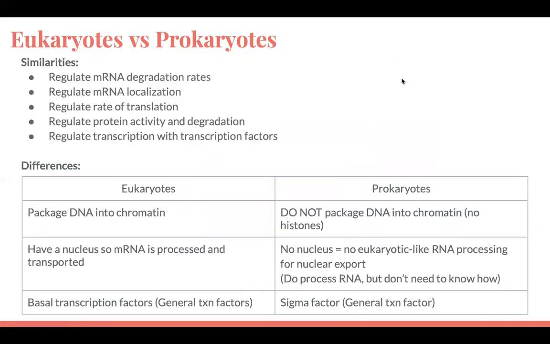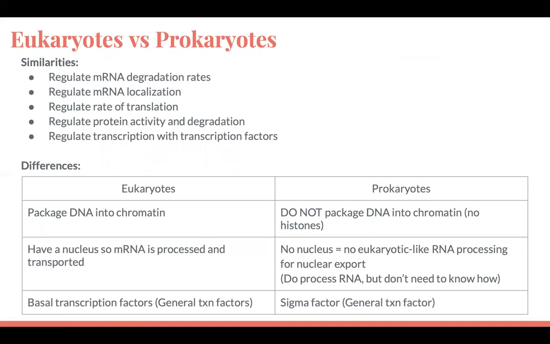Okay, and then comparing gene expression in eukaryotes and prokaryotes, the similarities are that they both regulate mRNA degradation rates. They regulate mRNA localization, the rate of translation. They regulate protein activity and degradation, and they regulate transcription with transcription factors. And just at the bottom, for differences, you can see that eukaryotes use the basal transcription factors and prokaryotes use the sigma factor. And the other difference is that eukaryotes do have chromatin, whereas prokaryotes do not, as they don't have histones.